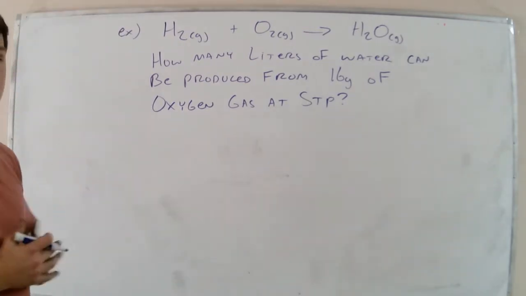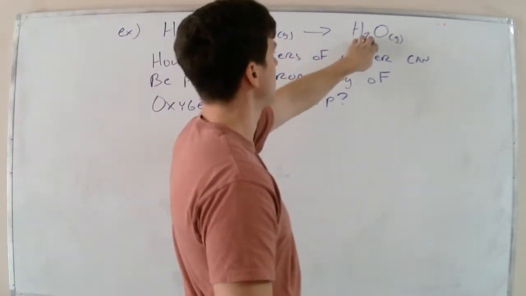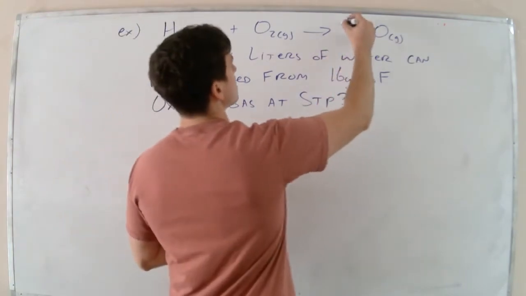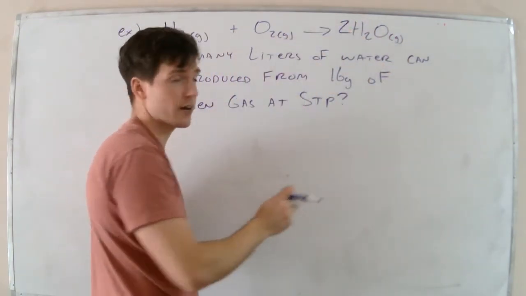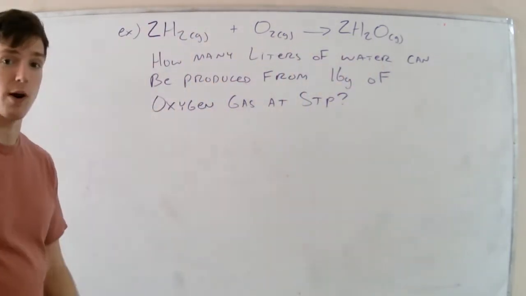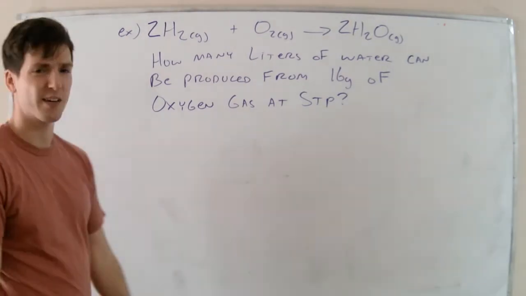Let's make sure that my equation is balanced. 2 hydrogens, 2 oxygens, and I got 2 hydrogens and 1 oxygen over there. So let's put 2 here, so now I got 2 oxygens, 2 oxygens. But when I put that 2 there, I now have 4 hydrogens. So I'm going to put a 2 there to get 4 hydrogens. Step 1, done. Step 2, we got to convert it to moles, right?